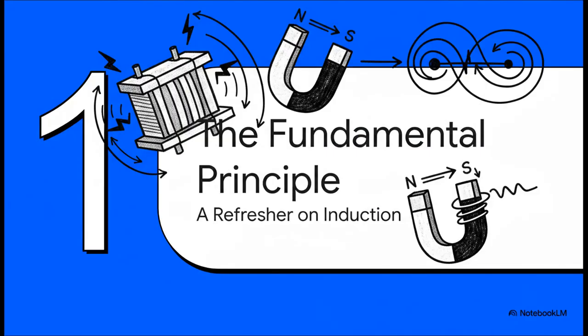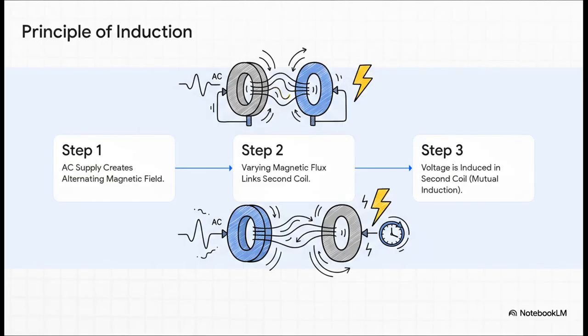Okay, let's dive right in by revisiting the core piece of physics that makes any of this possible in the first place: electromagnetic induction. It really all boils down to this one concept: mutual induction. You see, a voltage is only induced in a coil when the magnetic flux linking it actually changes. That change, the rate of change of flux, is the absolute non-negotiable requirement for the whole thing to work. No change, no induction. Simple as that.